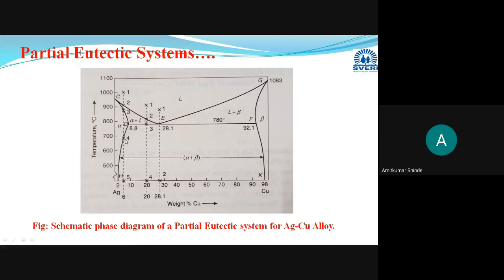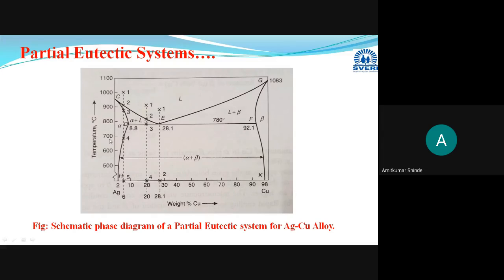This hypoeutectic region will again have different alloys, but two types will be there. This curve will represent the microstructural changes. Microstructural changes within this region before point D will be similar, that's why we consider one alloy in that region. Then microstructural changes from point D to E will be similar, so we consider one alloy in this region. Then from point E to F we consider one alloy, and after point F we consider one alloy.